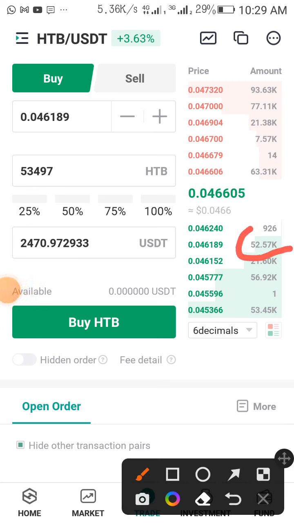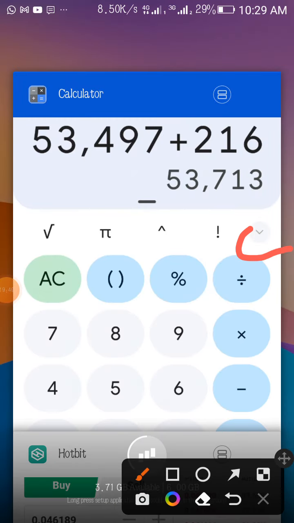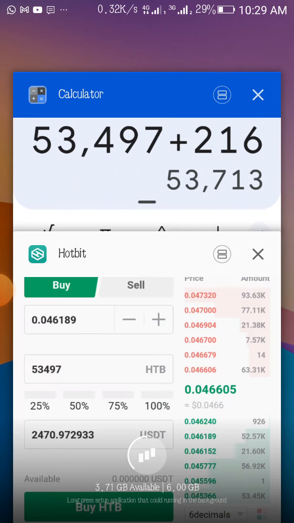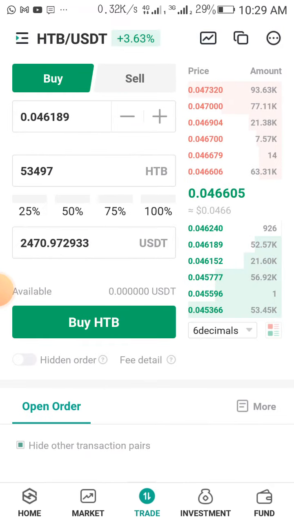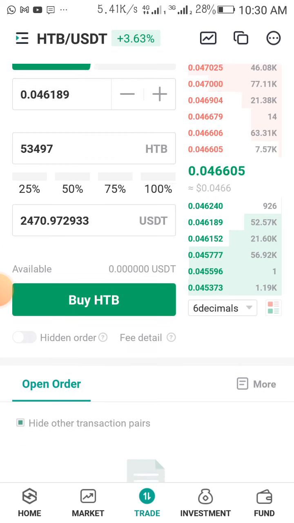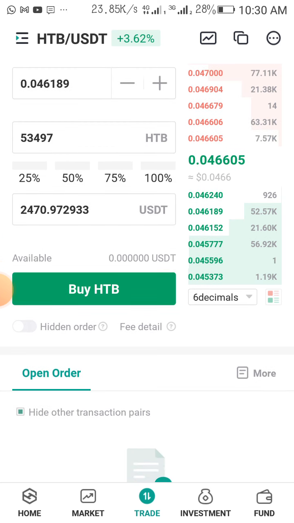this place will be updated to 53,713 instead of 53,497. So my order will be added to that one. When it gets to our turn, as the orders are being filled, I'll be among the buyers whose order will be filled also. By so doing, I bought at my own rate, the rate I'm willing to buy, the rate I want to buy at.